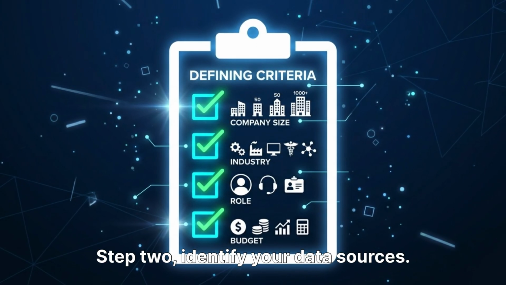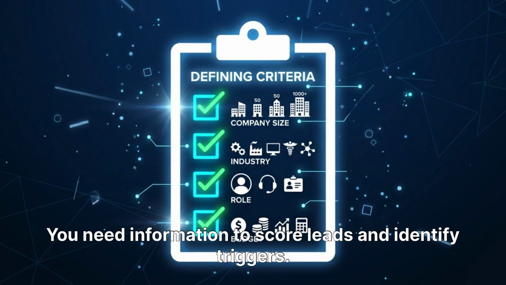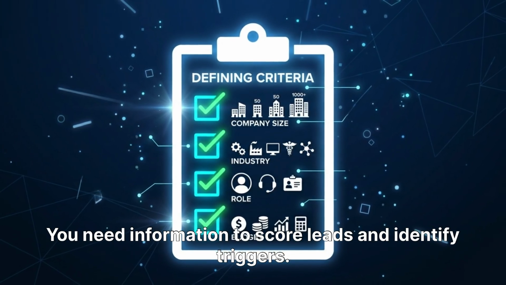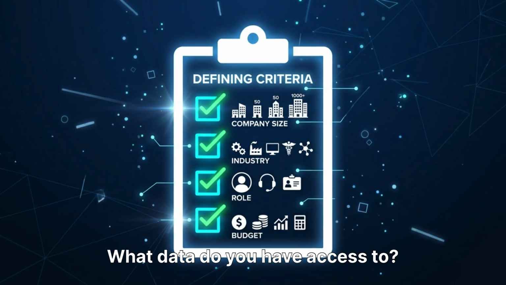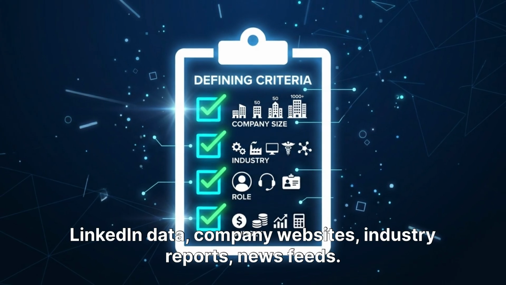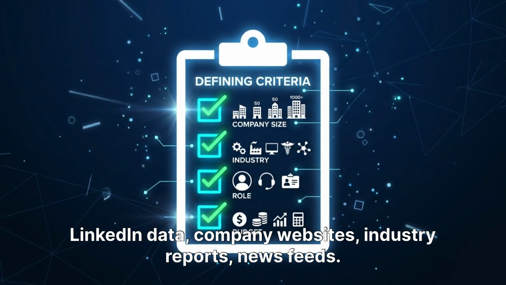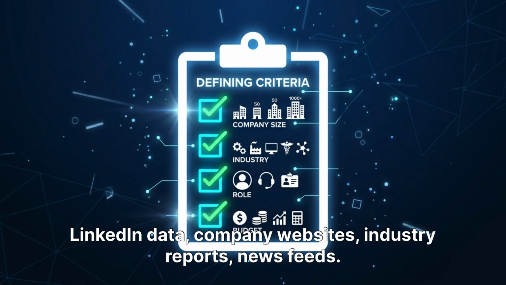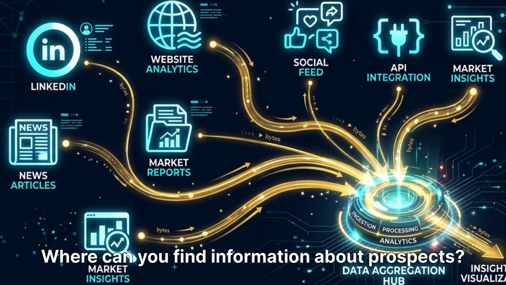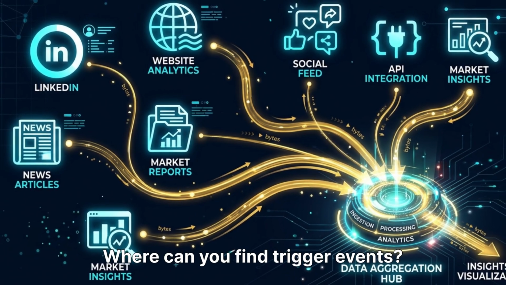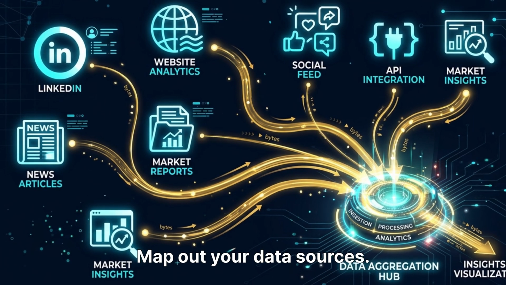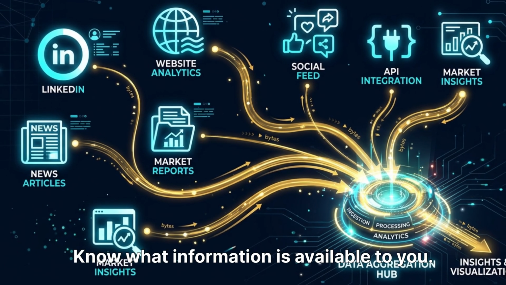Step 2. Identify your data sources. You need information to score leads and identify triggers. What data do you have access to? LinkedIn data, company websites, industry reports, news feeds. Where can you find information about prospects? Where can you find trigger events? Map out your data sources. Know what information is available to you.